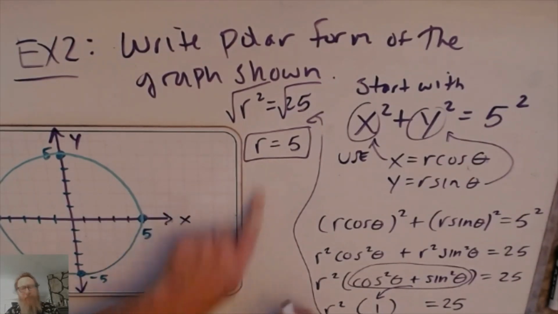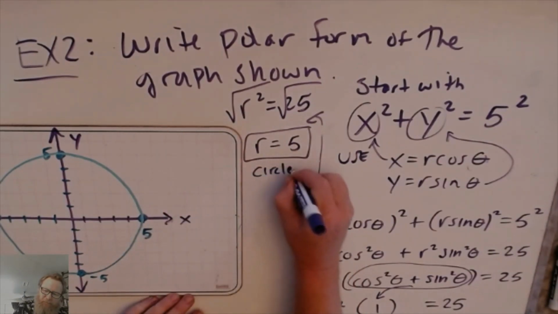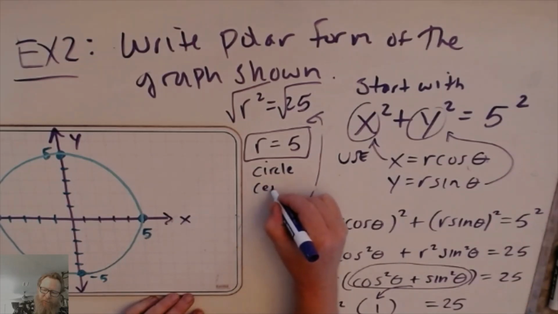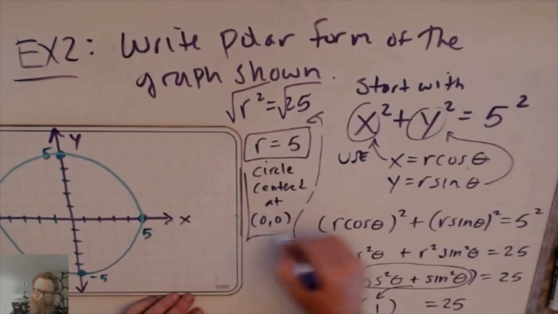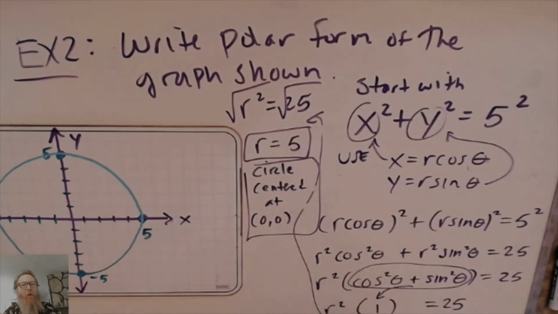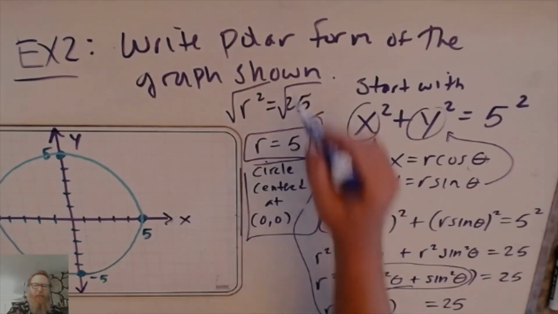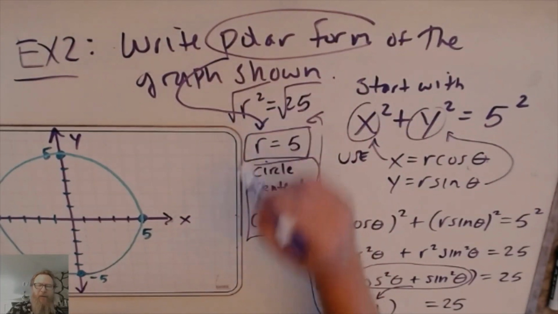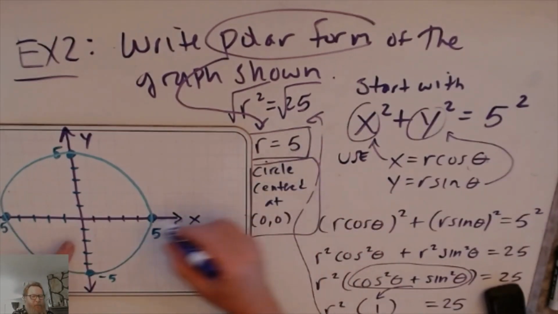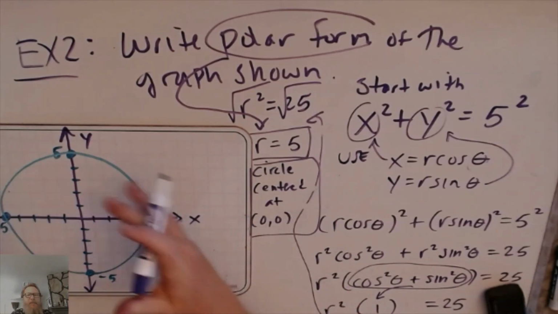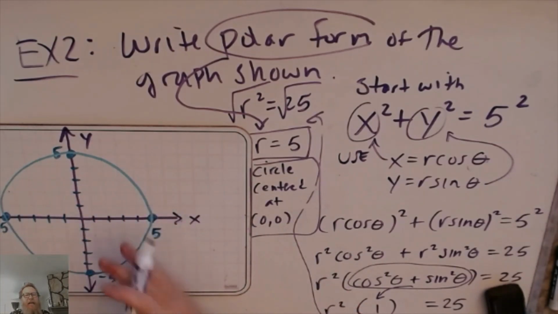Very simple equation. So this is a circle centered at the origin, or you could call it the pole if we were using a polar graph paper. Okay, so that's it. That's the polar form. Almost seems too simple, right? You can come back to your picture and see why it's so simple. Theta really doesn't matter. This is an equation in which theta can be any value.